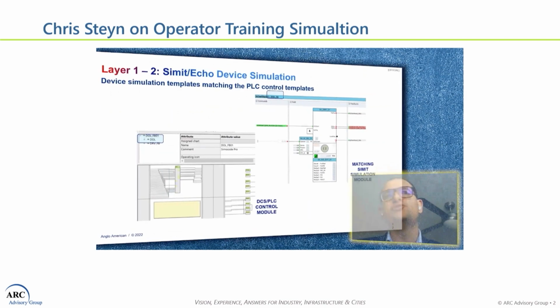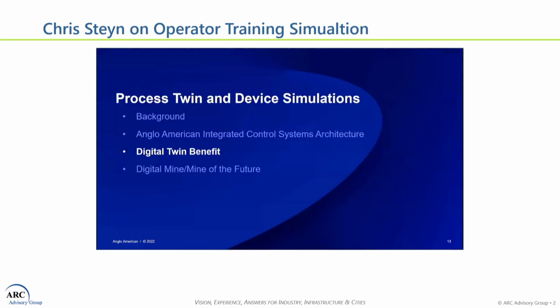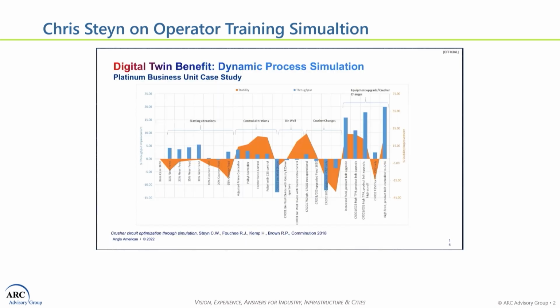Okay, not much to see. Level 1 and 2, it's SIMIT / Echo. It's Rockwell and Siemens software connecting to the PLC. It's just some examples of how it looked. Now let's have a look at the benefit of these systems. Obviously, one of them is that you have a dynamic simulation. You can use it for case studies, scenario studies. The example you see on the screen is where we tested a crusher section.